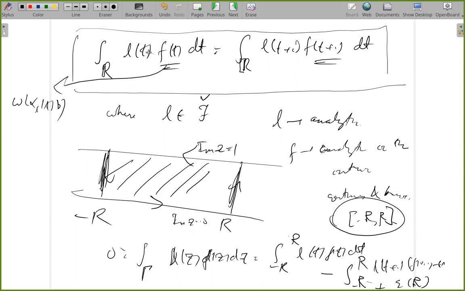So why is this an L1 function? Is it clear why it is L1? F is continuous and bounded. It's not clear why the integral makes sense, right? I mean, if L were the CC function, then we'd be fine, but then I cannot use analyticity.